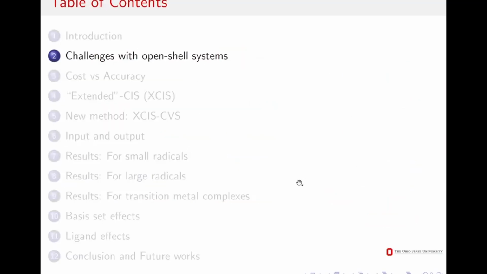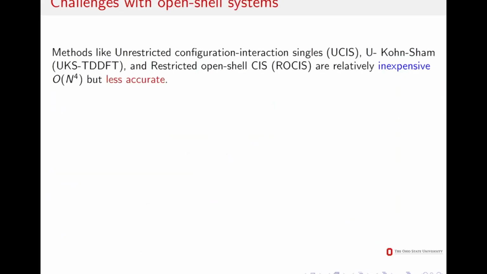Let's talk about the challenges with open shell systems. There are some methods like the unrestricted configuration interaction singles, and the DFT version of it is the unrestricted TDDFT. You can use these methods to get excited state energies for open shell molecules. But the problem is that you are using unrestricted orbitals, so you are treating alpha and beta electrons separately. That leads to spin contamination. We'll discuss later what spin contamination is.